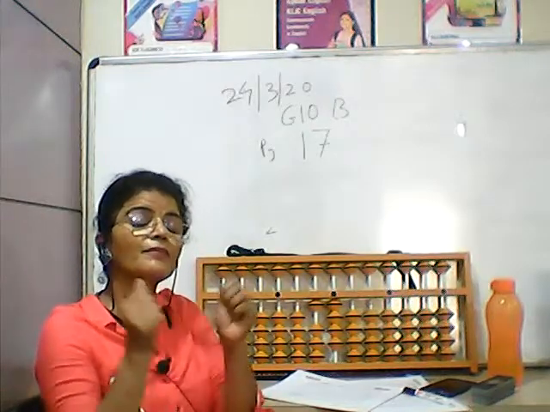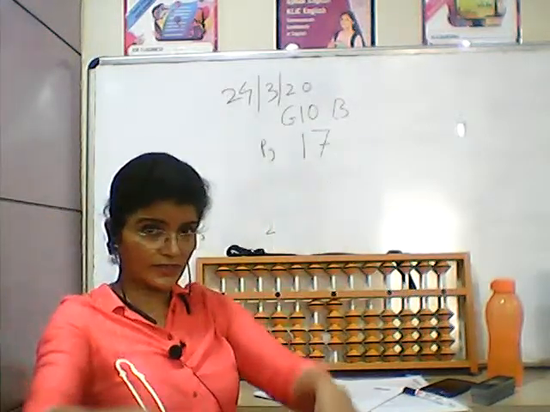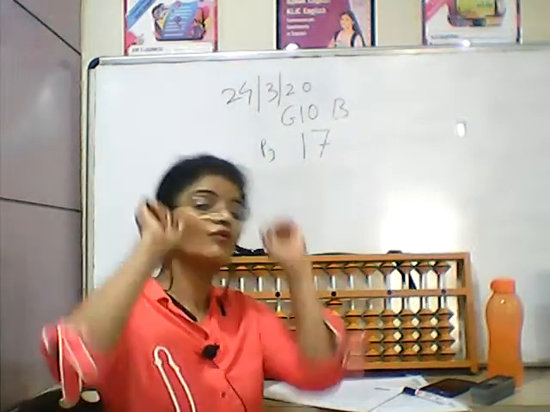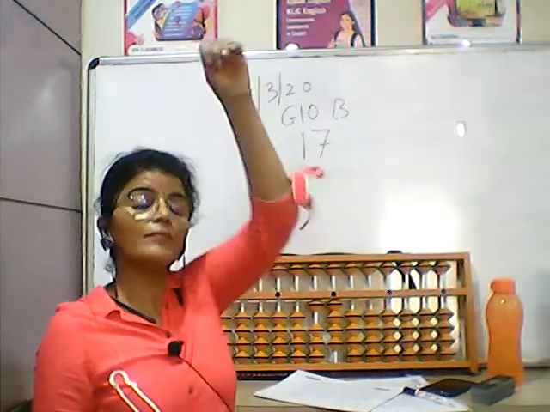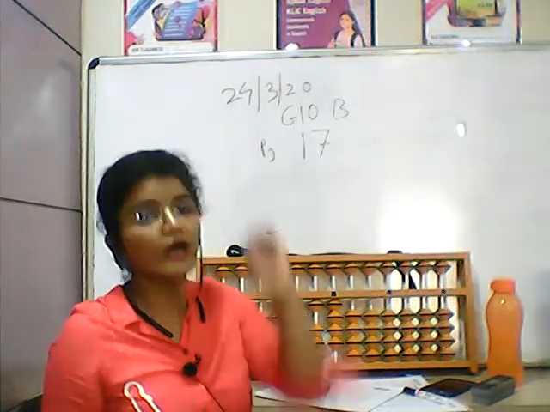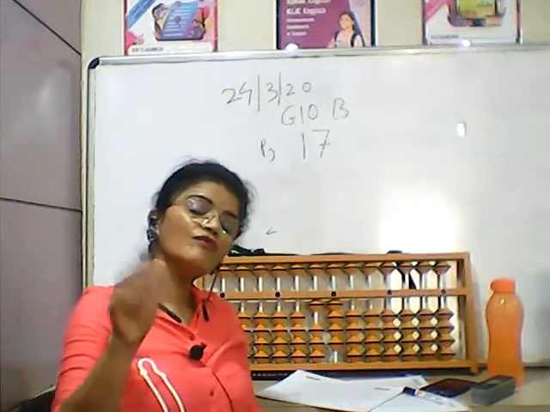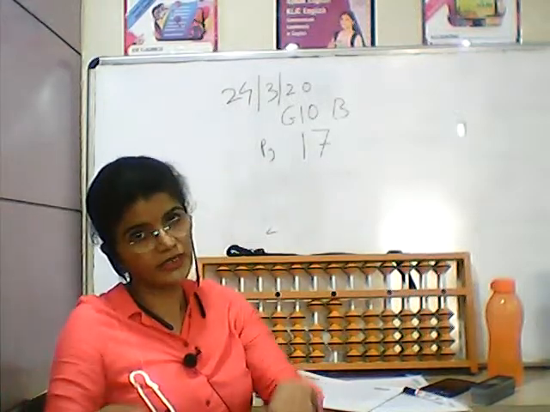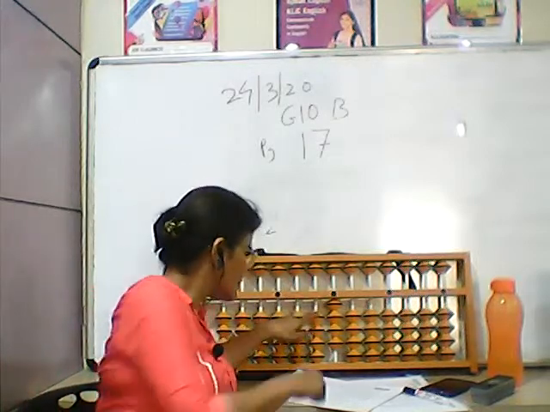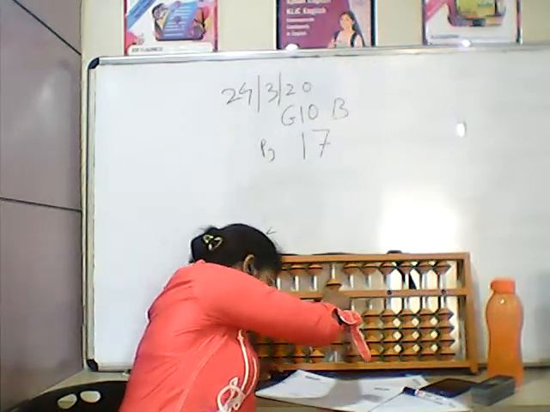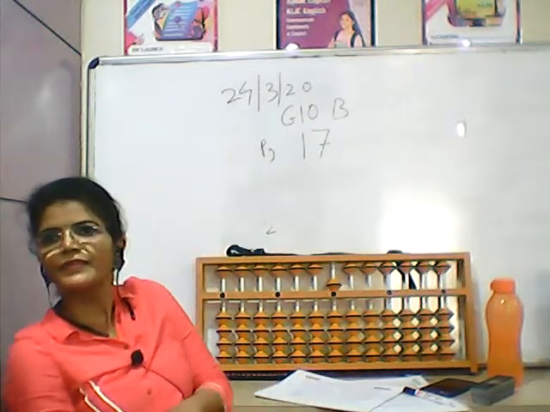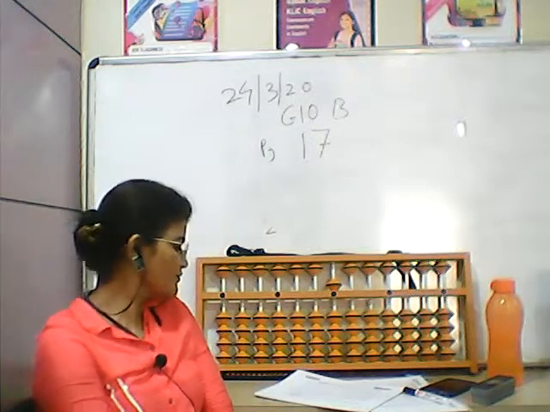So mix complement. So minus 10 plus 5 minus 4. 10 down, 5 down, 4 down. The answer is 5.